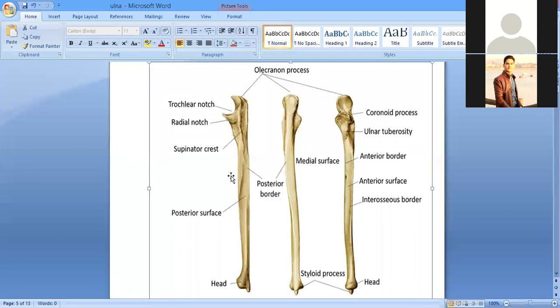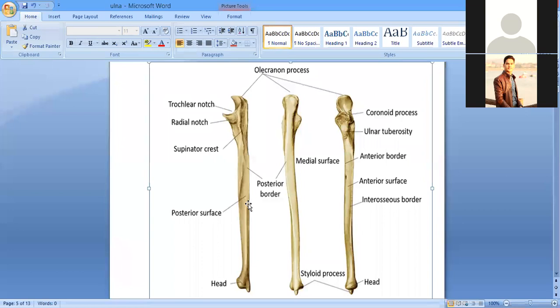Okay, so as far as the body or shaft is concerned, it has three borders and three surfaces. First of all, the anterior border. The other one is the interosseous border or the lateral border, and the other one is the posterior border. Is it clear?